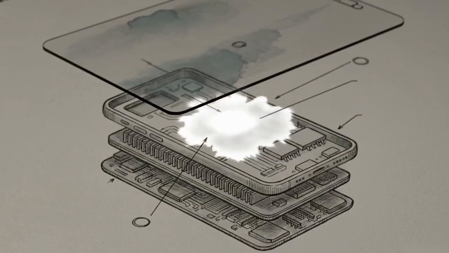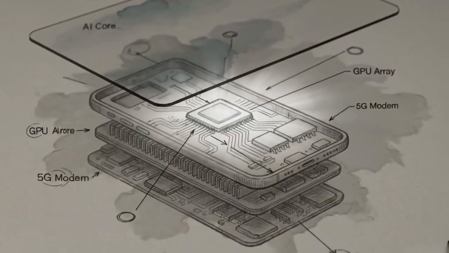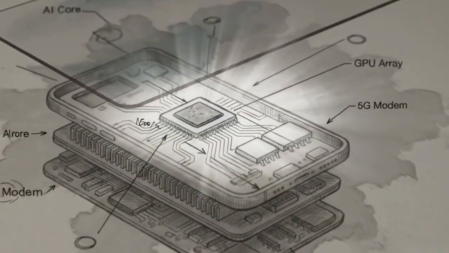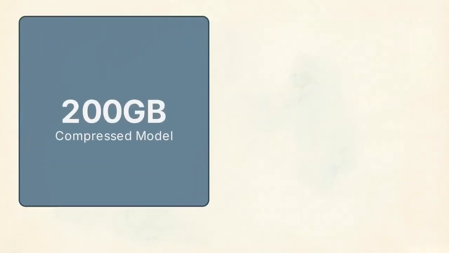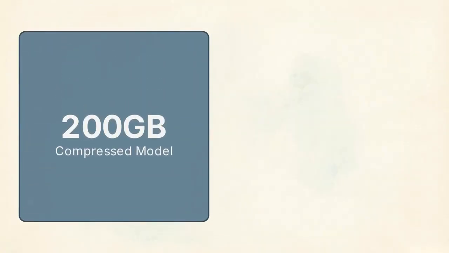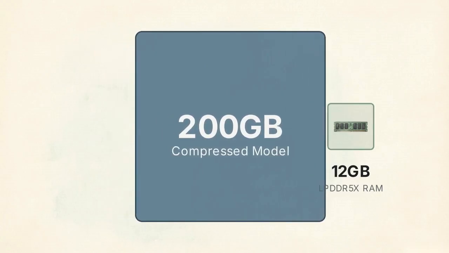A developer just ran a 400 billion parameter large language model directly on an iPhone 17 Pro, with airplane mode turned on. The compressed model requires 200 gigabytes of space, but the phone has exactly 12 gigabytes of LPDDR5X high-speed working memory. Attempting to load a file 17 times larger than available memory has a mathematically guaranteed outcome. The system runs out of memory and crashes.